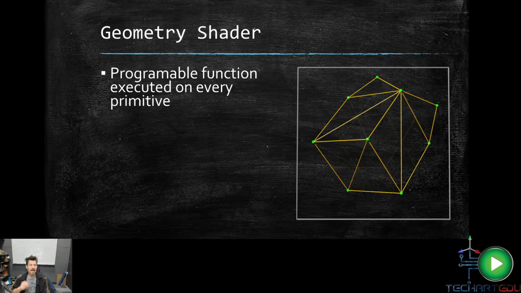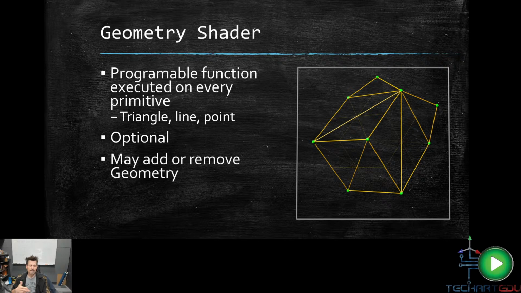In other words, every single triangle, every single line, or every single vertex, if it's a unique primitive, then it performs this on it, whether it's a triangle, line, or a point. Now, this also is an optional stage. As I said before, it can add more geometry to the scene, or it can remove geometry. And the downside is that it tends to be kind of slow.